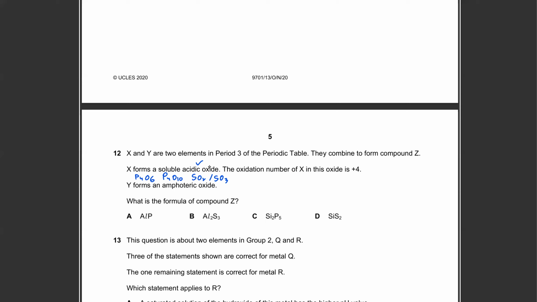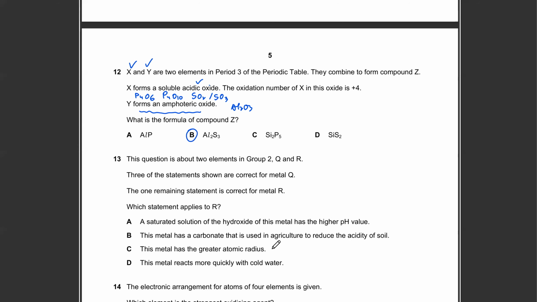Yes. Which of the oxides is amphoteric? Aluminum. So you've got Al2O3, that's amphoteric. So what happens when X and Y combine? That's aluminium and sulfur. What's the formula? I mean, that's the only one given. Okay, is this clear?